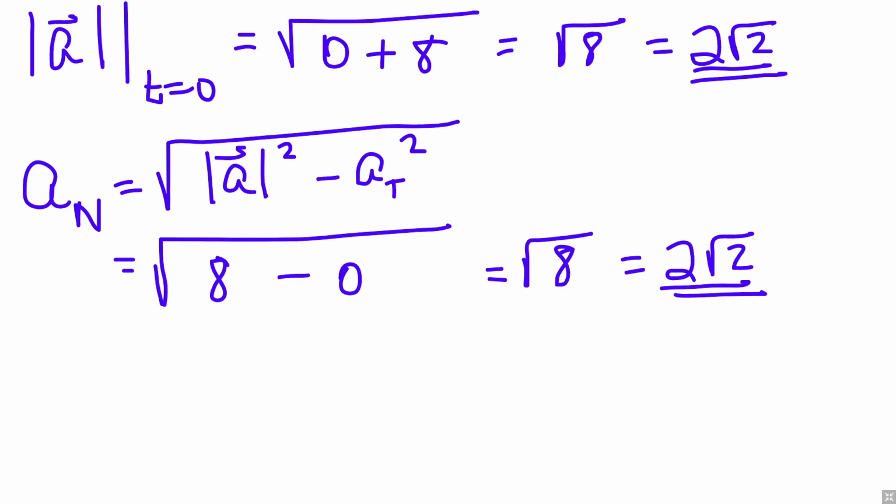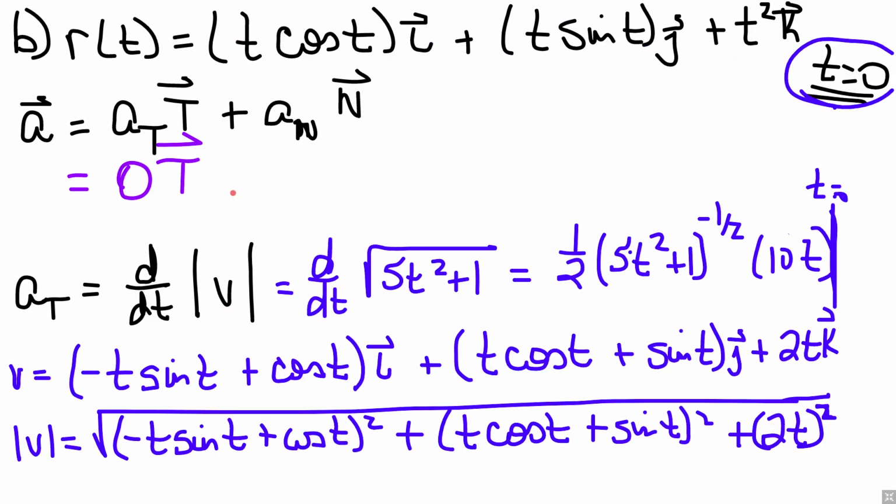Any questions? So let me just go back to here. In place of this, we're going to put in 2 times the square root of 2 times the unit normal vector. Any questions?